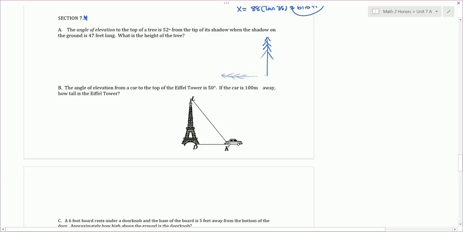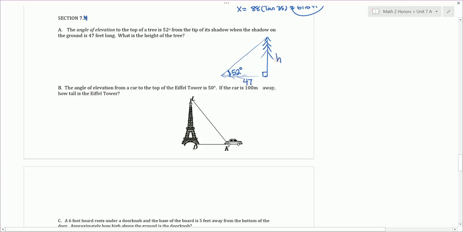Okay, it says the shadow on the ground is 47 feet long. And we get this triangle. It says the angle of elevation to the top of the tree from the tip of the shadow, so this angle right in here is our angle of elevation, is 52 degrees. And we're assuming the tree forms a 90-degree angle with the ground. And we want to find the height of the tree.